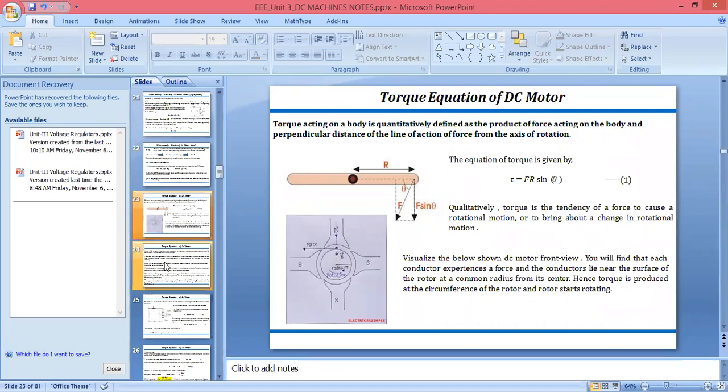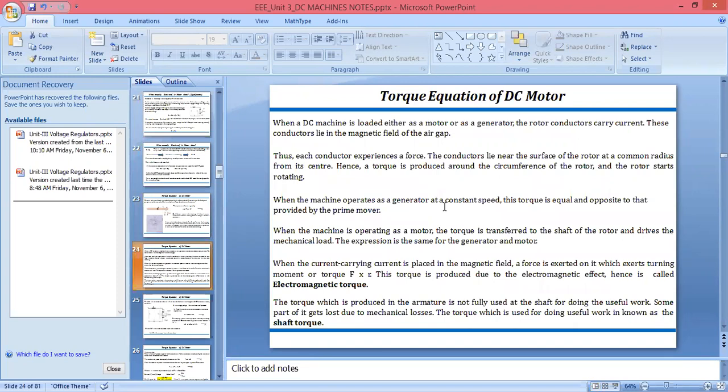So here we can see when a DC machine is working as a DC motor or a DC generator, the armature conductor will carry the current, and this current-carrying conductor lies in the magnetic field in the air gap. Each conductor experiences a force, and the conductor lies near the surface of the rotor. From the center we can take its distance as a radius. Hence torque is produced, and when the machine operates as a generator, the torque is equal and opposite to that provided by the prime mover.